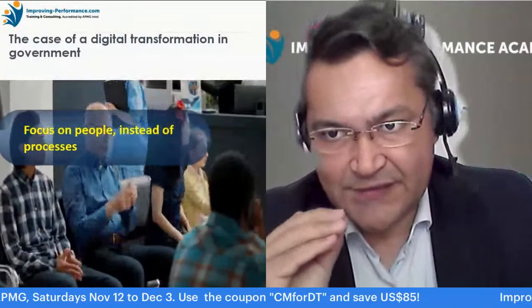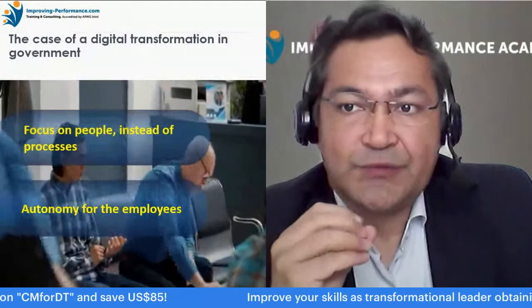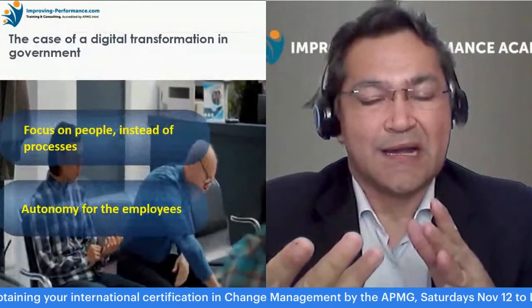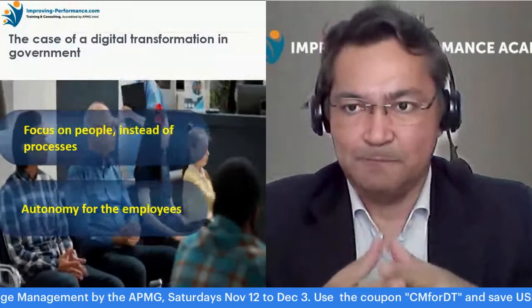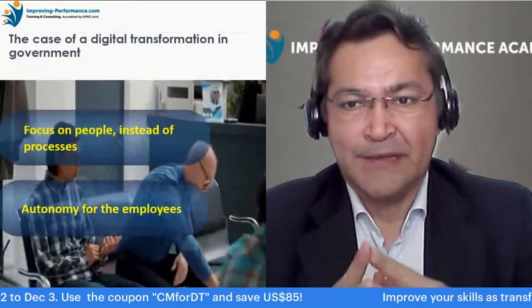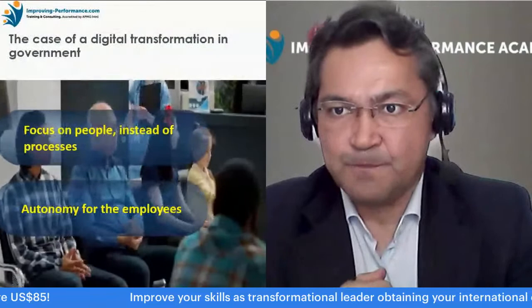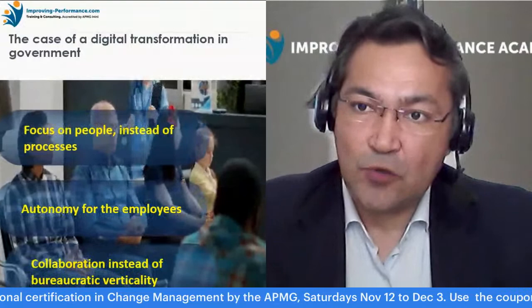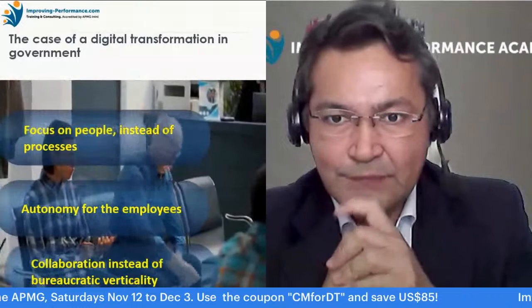That means you need to give some autonomy to the employees, because the employees understand the situation of the citizen in front of them and have the resources and the knowledge about the processes and how to help the citizen. But the process needs to be flexible enough, and the employee needs to have enough autonomy to decide what is better for each situation. And it also means that you need to implement collaboration instead of classical bureaucracy and verticality in the public entities.